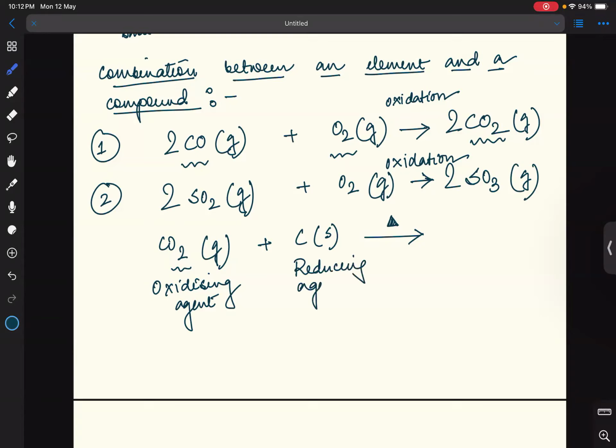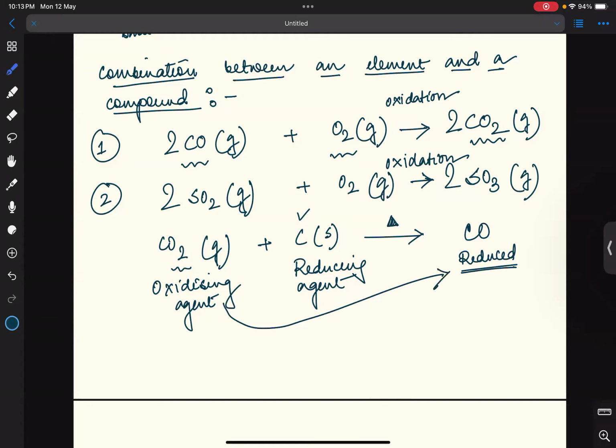And I'll tell you why. Carbon, being the reducing agent, will actually reduce carbon dioxide, and carbon dioxide will get reduced by carbon to carbon monoxide, students. So one oxygen less means it will be the reduced form. So carbon dioxide will get reduced to carbon monoxide by carbon. And carbon, while being the reducing agent, what does it do? It snatches away oxygen from the other reactant.